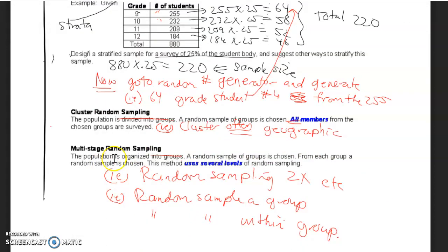For multi-stage random sampling is, again, you separate the population into groups. You random sample groups, and then from each random sample, you random sample again. So essentially, multi-stage random sampling is just several levels of random sampling. Okay, so you random sample the groups, and then you random sample within the groups.